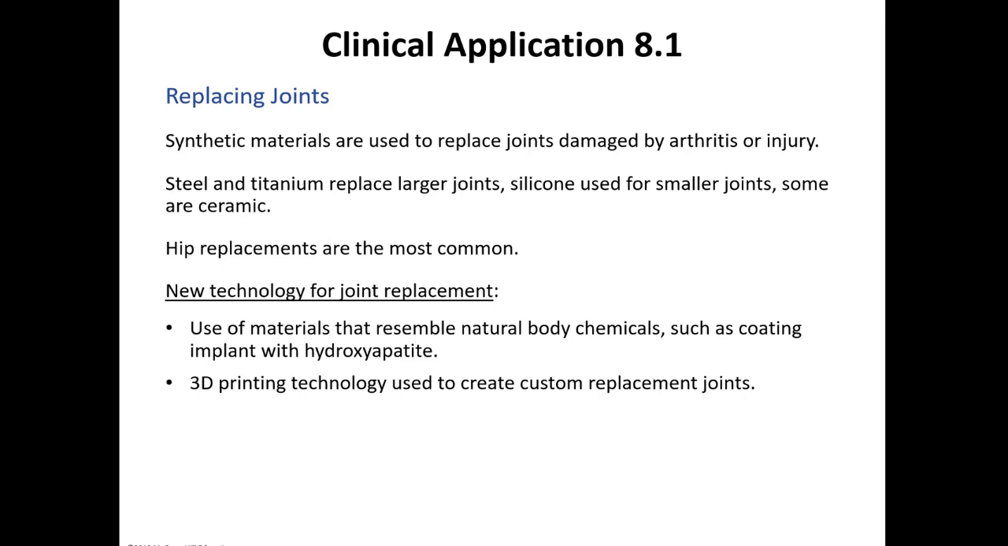In large joints, we use steel and titanium. In smaller joints, we use silicone. And in some smaller joints, they use ceramic. Hip replacements are the most common joint replacement, especially as we tend to get older, most of us are going to succumb to hip replacement.